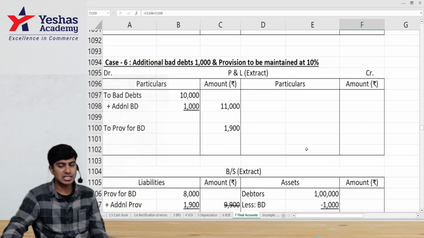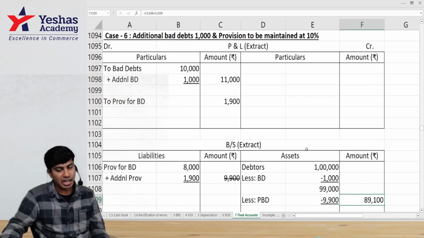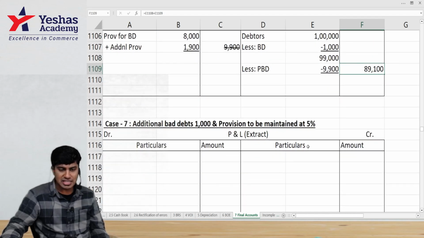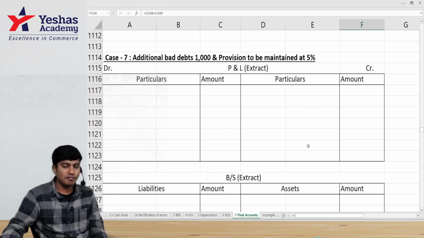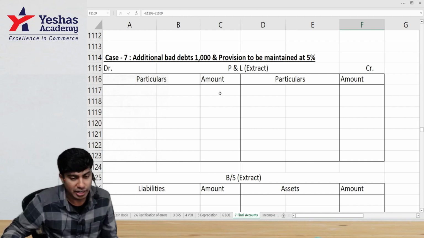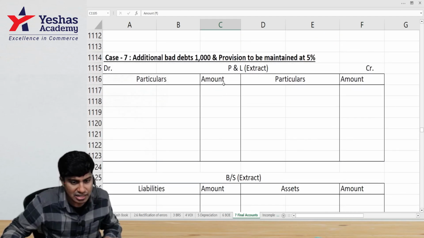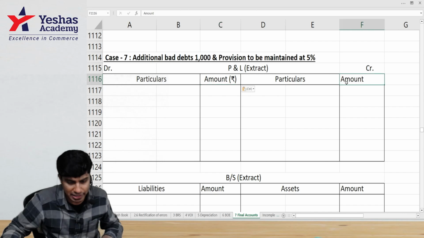I hope you understood case 6, where we are having additional bad debts and provision is maintained as a percentage. We'll do the last case, case 7. There is bad debts of 1,000 and provision has to be maintained at 5%. This is exactly for the same trial balance we used in the past.